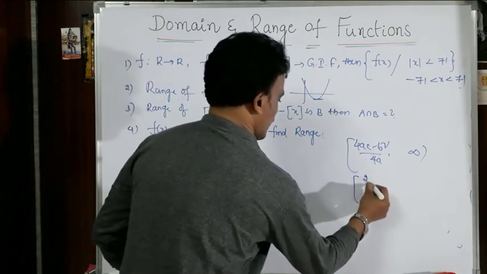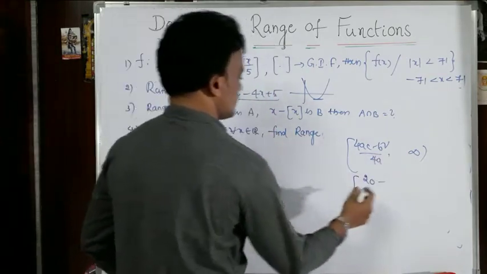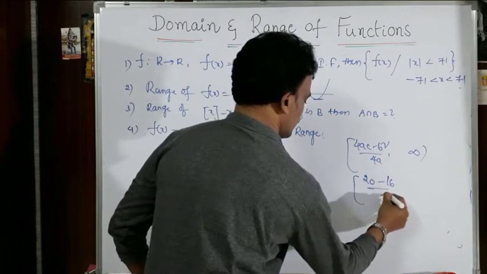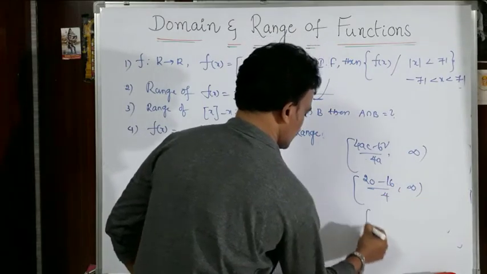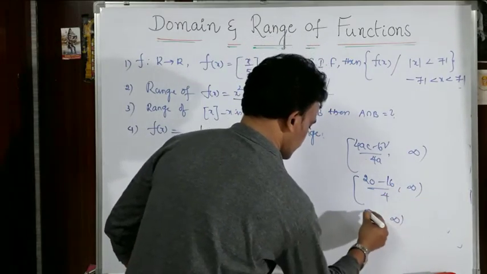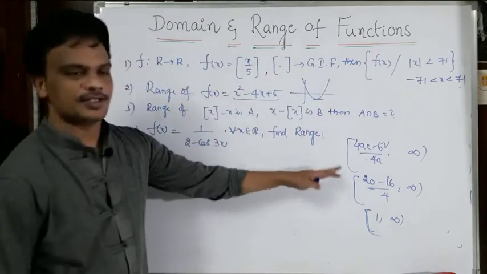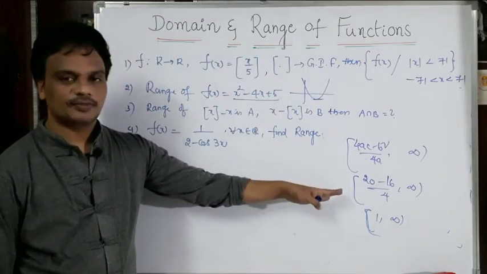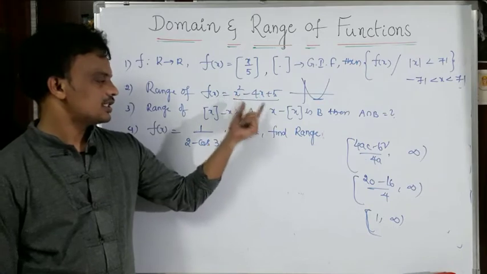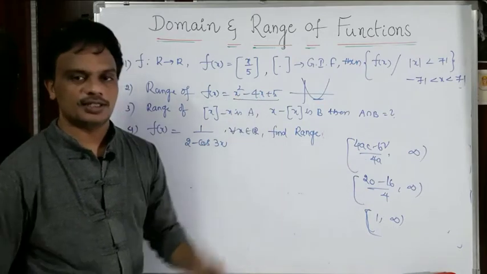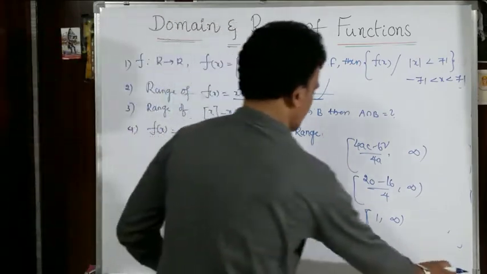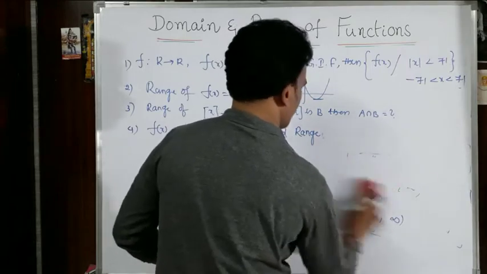What is 4ac? 20, minus b square is 16, by 4, comes to 1. So the range is 1 to infinity. That is the range of the function. So whenever a quadratic expression is given, it is better to use this one, and we will get the answer easily. Coming to the third problem.